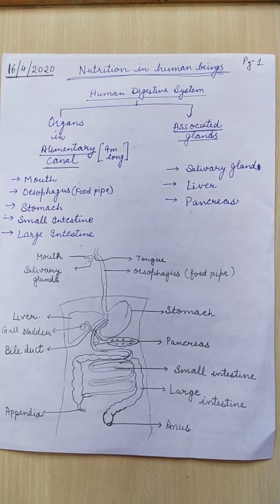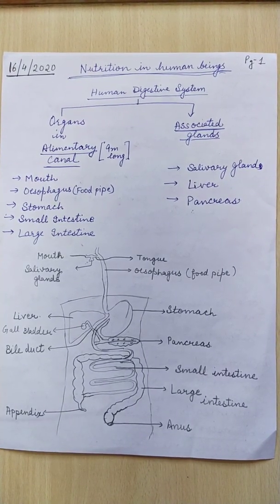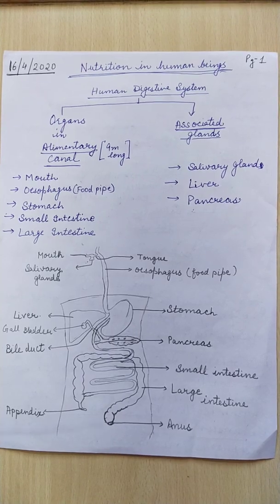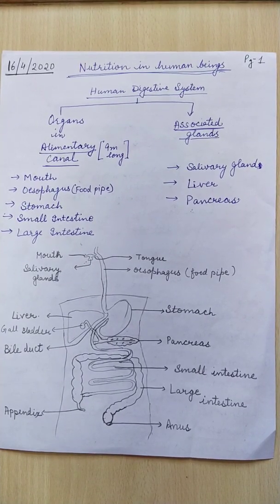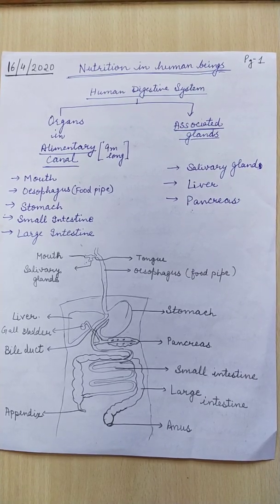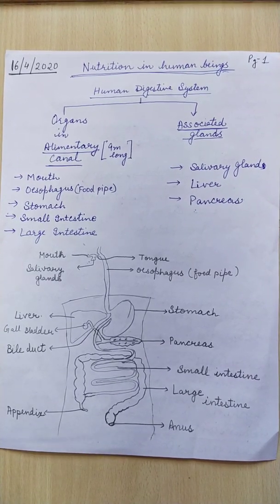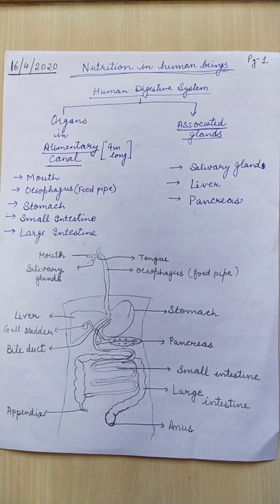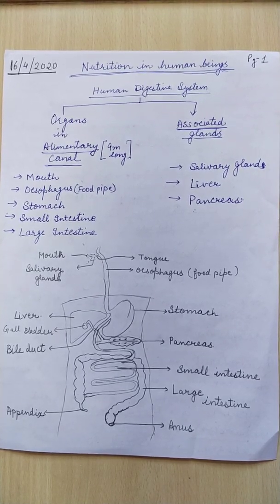In animals, I told you earlier also that the process of nutrition gets completed in 5 steps, that are ingestion, digestion, absorption, assimilation and egestion. But the same 5 steps are followed in the case of human beings.